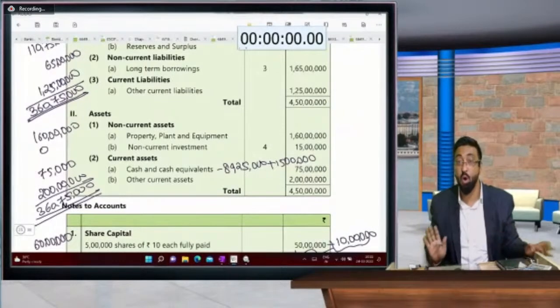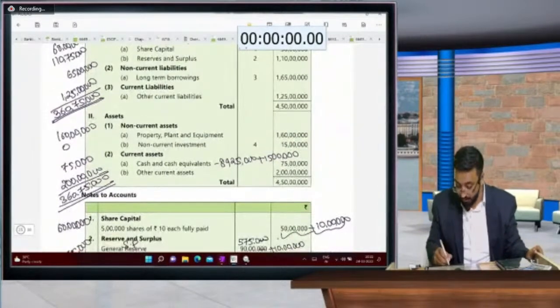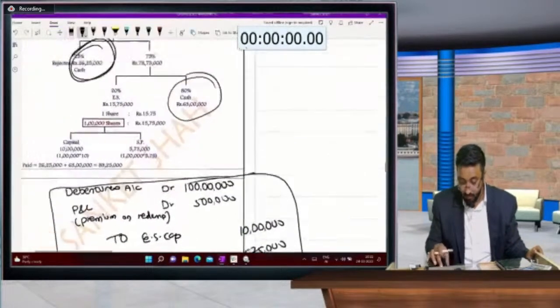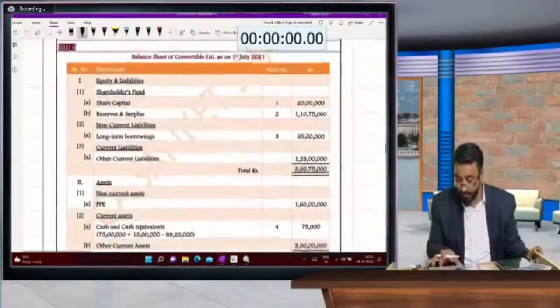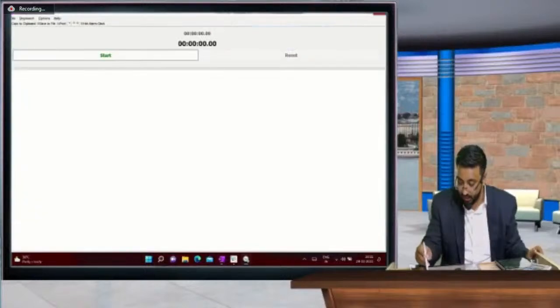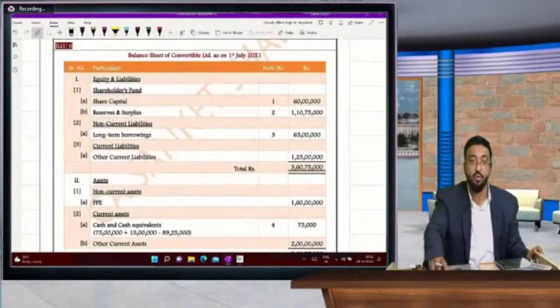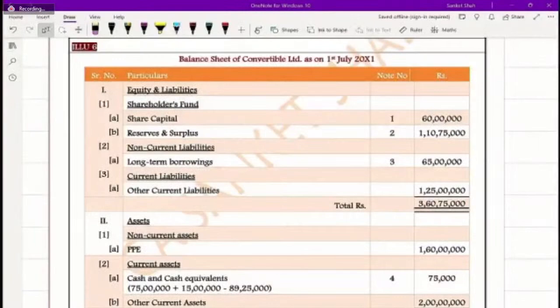Now this is all for today's session. Yes, and you can take a screenshot if you want, my way of presentation of balance sheet. Yes, you can take a presentation. Chalo, I am giving you today full revision.